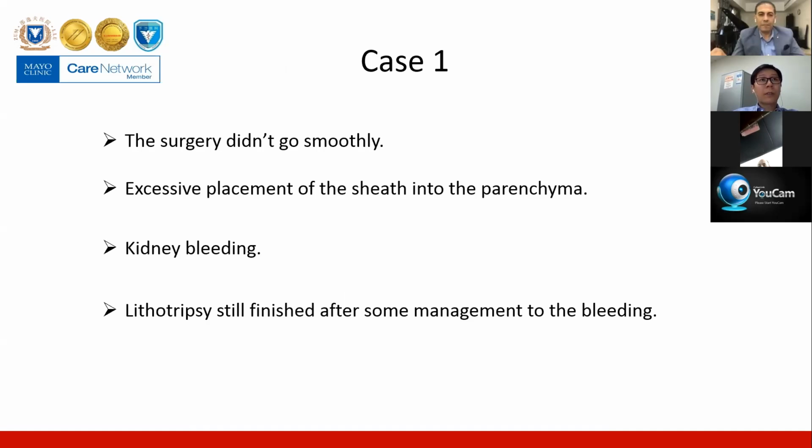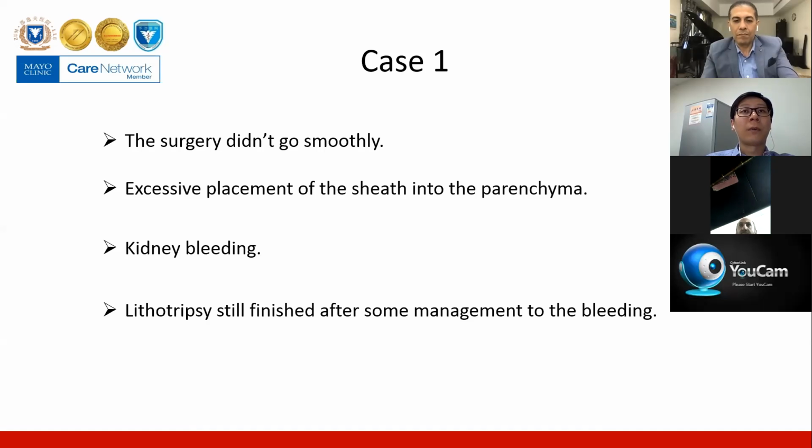But unfortunately, the surgery didn't go smoothly. The surgeon was a freshman, and he made a mistake when he placed the ureteral sheath. He forced the obturator into the renal parenchyma and caused renal bleeding. The surgical field was full of red, and he could not see clearly, even with increased perfusion pressure. But fortunately, after management by other experienced surgeons, the bleeding stopped, and then the lithotripsy was still finished.